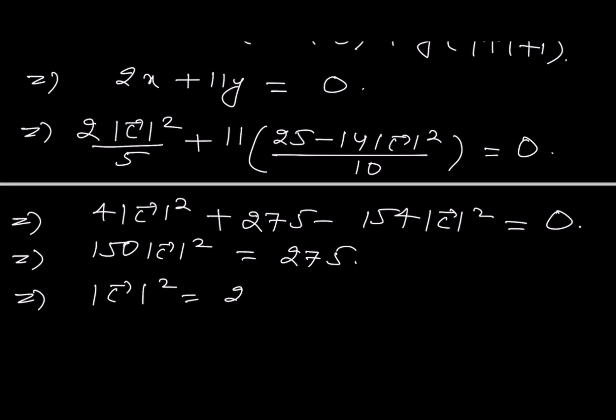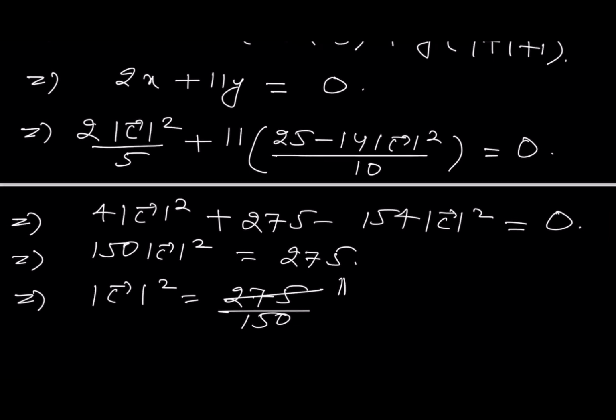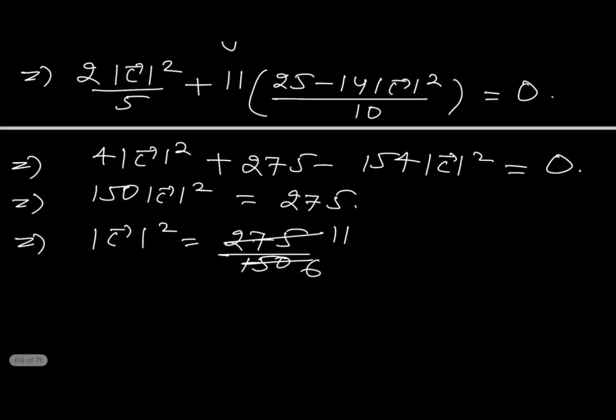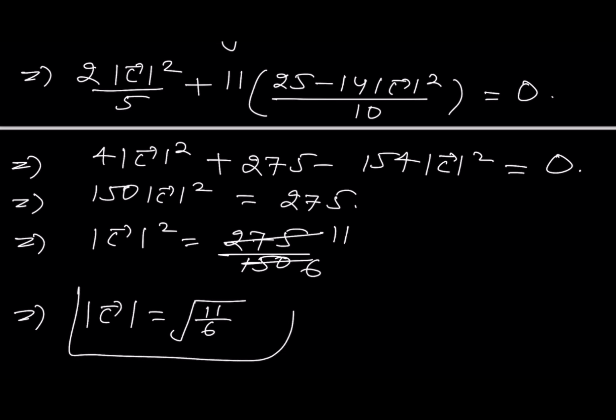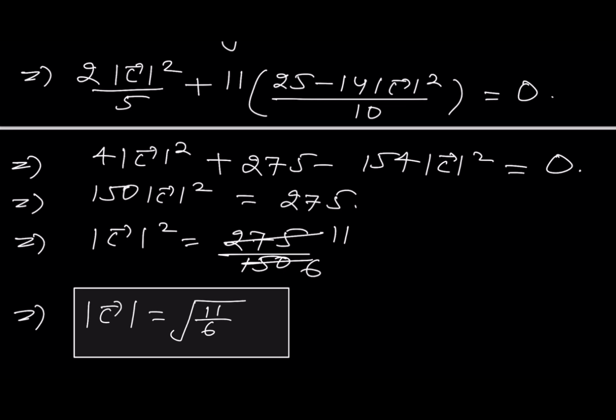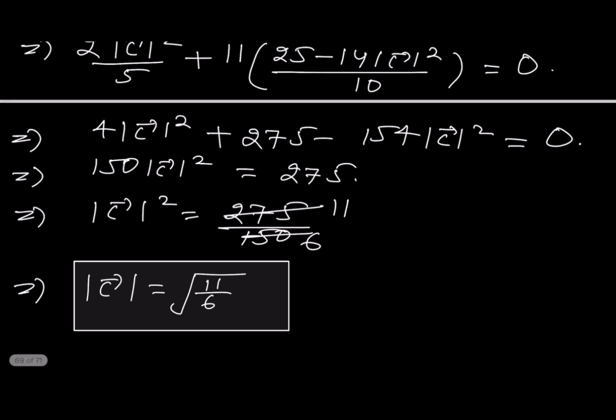Or I can say mod C square is equal to 275 by 150, or 25 times 11 over 25 times 6. So mod C will become root over 11 by 6, and this is the required mod C. So this question has been solved.